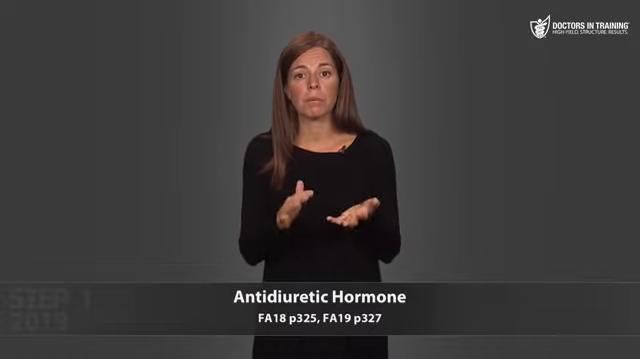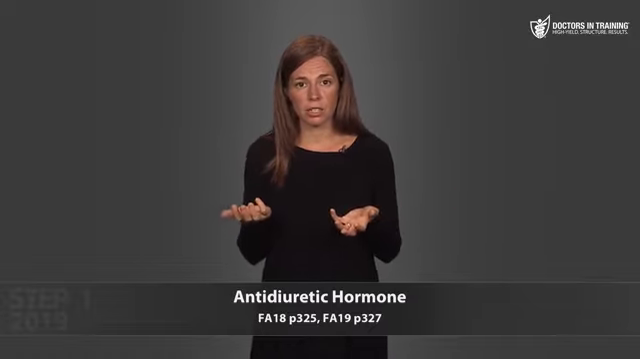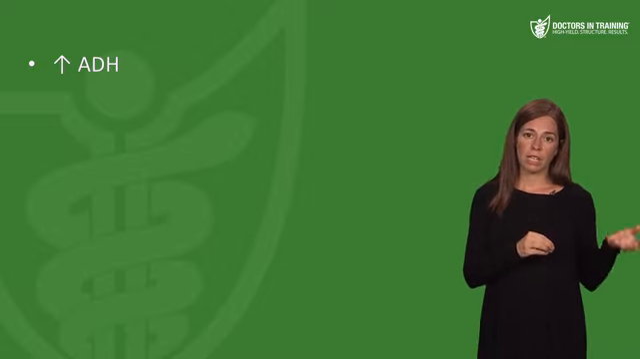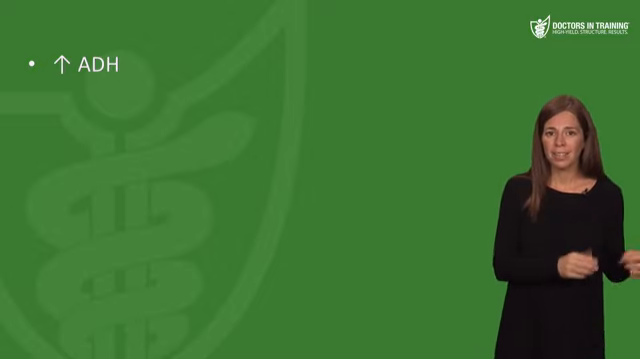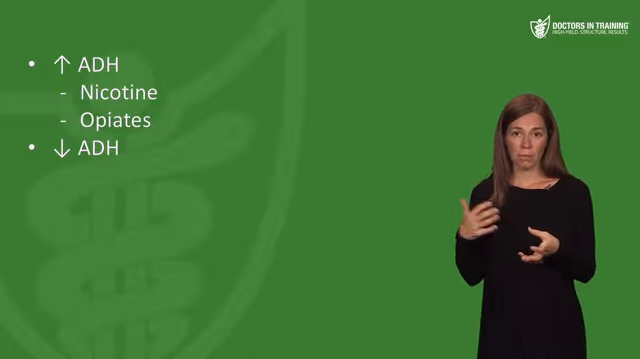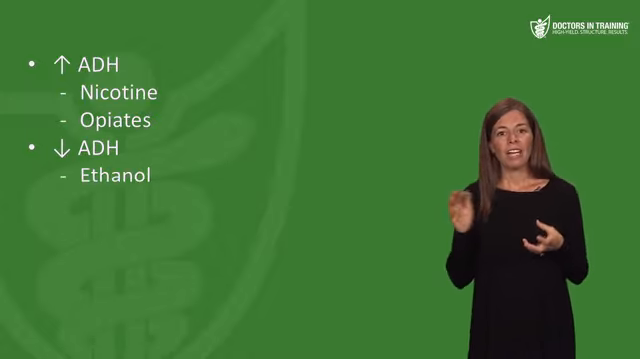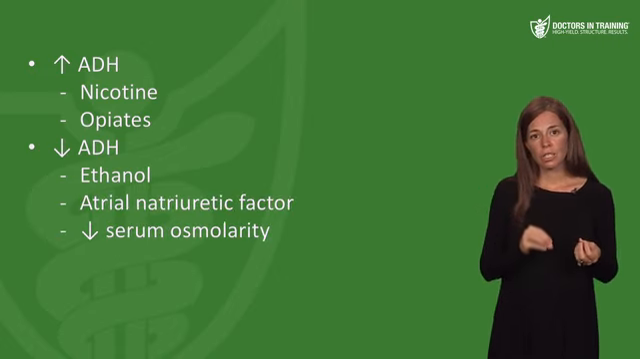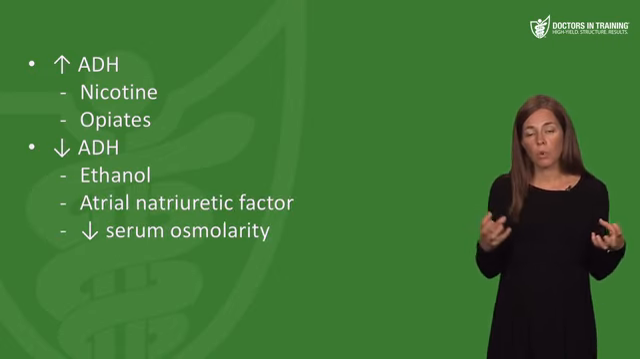So this effect of vasopressin is a reason why we use this hormone clinically as an infusion to help keep blood pressure up for some patients in the ICU. Other stimulators of ADH, creating less urine, are nicotine and opiates. And then inhibitors, which create more urine, are ethanol, atrial natriuretic factor, and decreased serum osmolarity, or too much water for the salt present.